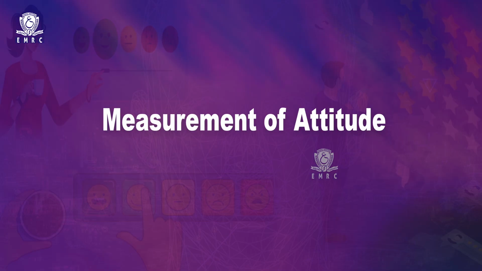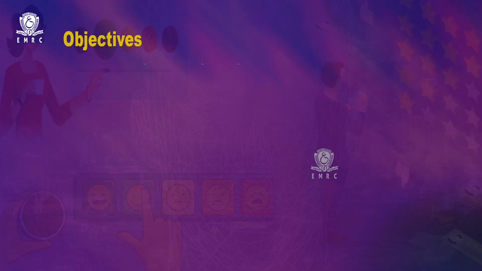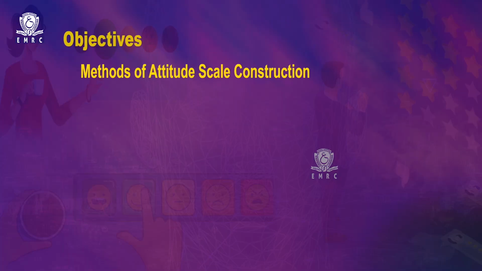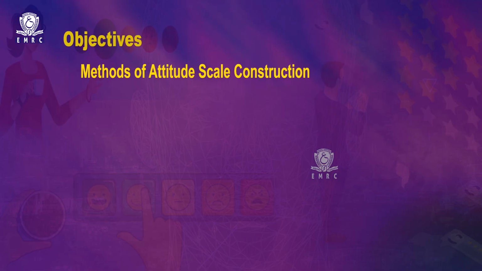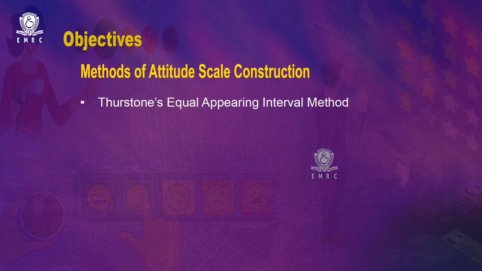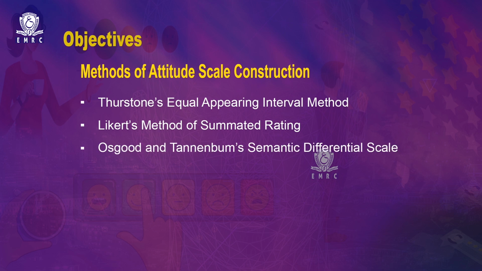Today we are going to talk about the measurement of attitudes, and we are going to talk about the methods of attitude scale construction, that is the scales which are used to measure attitude. And what are those scales? One is Thurstone's equal appearing interval scale. Then we are going to talk about Likert's method of summated ratings, Osgood and Tannenbaum's semantic differential scale. We will also talk about briefly Bogardus' method of social distance.